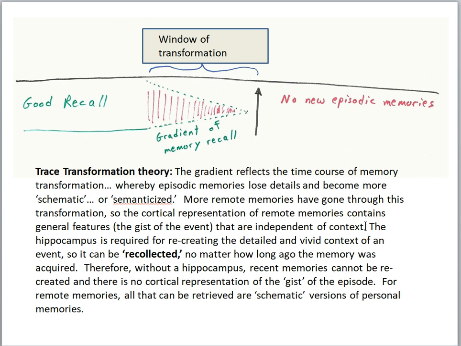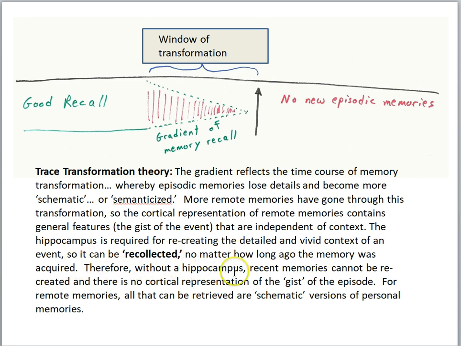So for example, HM and others might remember a certain birthday, that it has games and cake and so on, but they're not reliving it. They have a semantic version of their episodic memory. The hippocampus is required for recreating the detailed and vivid context of an event, so it can be recollected, no matter how long ago the memory was acquired.